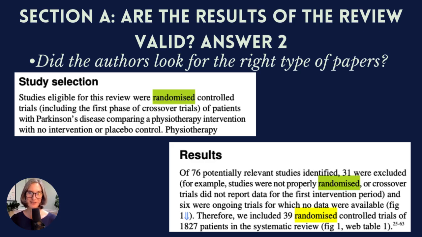And great, it says randomized controlled trial. And that's what we needed to see because they were trying to include randomized controlled trials, weren't they? And then if we look at the results section, yes, they excluded studies that were not properly randomized, but they did include studies that were properly randomized, i.e., randomized controlled trials. So based on this, it looks like they did look for the right type of papers. So I think you can answer yes to that question.